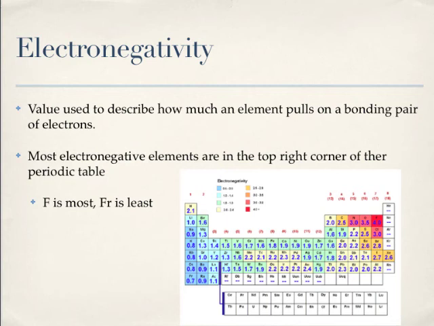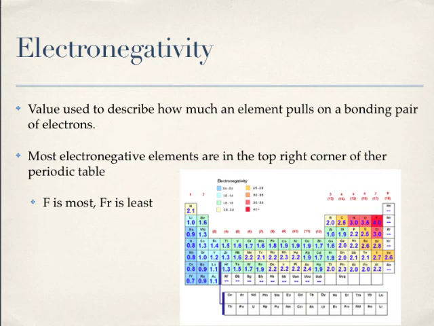Okay, so electronegativity is related to polarity. Yes. Let's figure out how. Electronegativity is a value used to determine how much an element pulls on bonding pairs of electrons. So the most electronegative elements end up in the top right corner of the periodic table. You can see where they're more red here, they're more electronegative.